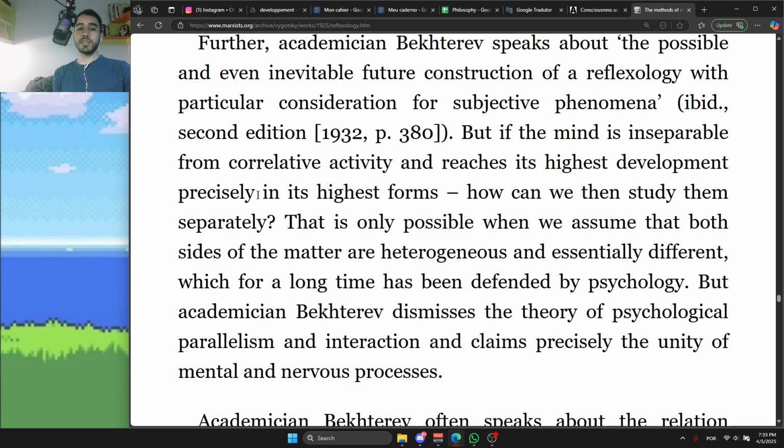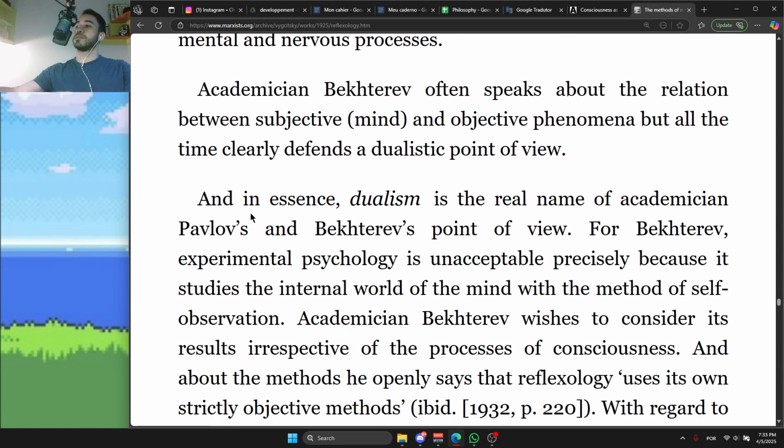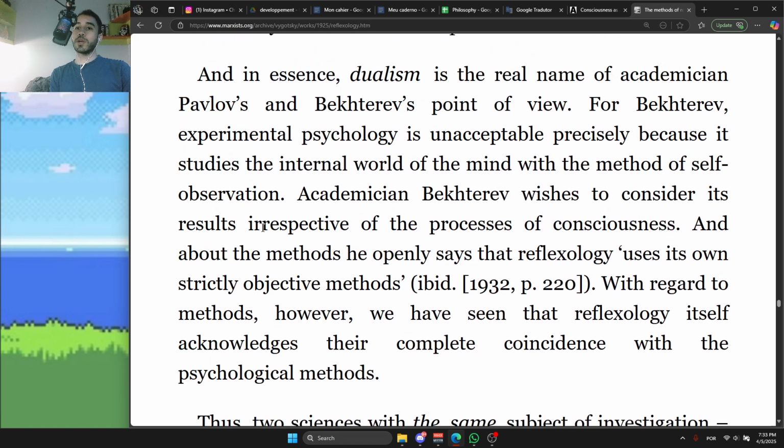That is only possible when we assume that both sides of the matter are heterogeneous and essentially different, which for a long time has been defended by psychology. But academician Bekhterev dismisses the theory of psychological parallelism and interaction and claims precisely the unity of mental and nervous process. Academician Bekhterev often speaks about the relation between subjective, mind, and objective phenomena, but all the time clearly defends a dualistic point of view. And in essence, dualism is the real name of academician Pavlov's and Bekhterev's point of view.